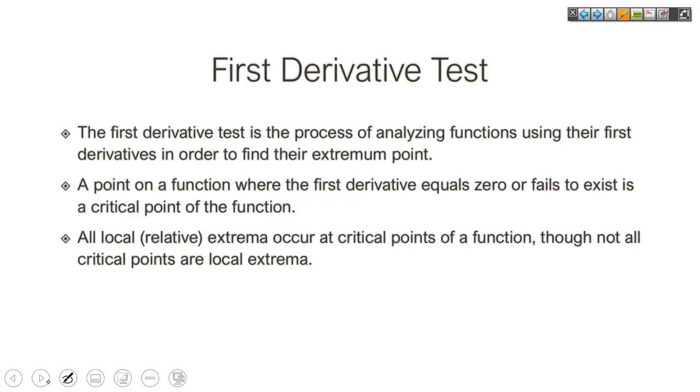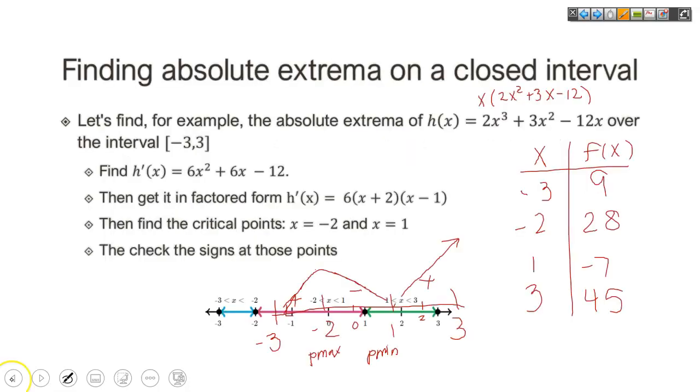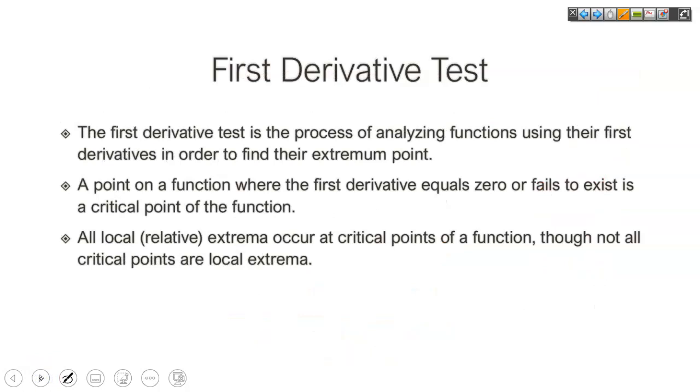First derivative test is a way to analyze functions using their points. A point on a function when the first derivative equals 0 or fails to exist is called a critical point. And critical points are candidates for local extrema. And again, we saw that in that previous example, right? We saw that -2 was a local max, but not the absolute max, because the original function is cubic. We know the cubic is odd, which goes in opposite directions. So unless that interval was smaller, -2 was not going to be an absolute max.